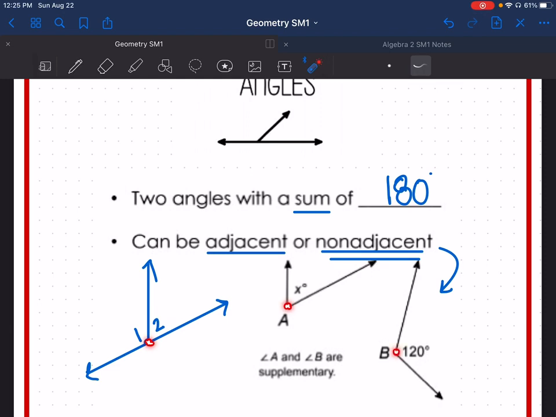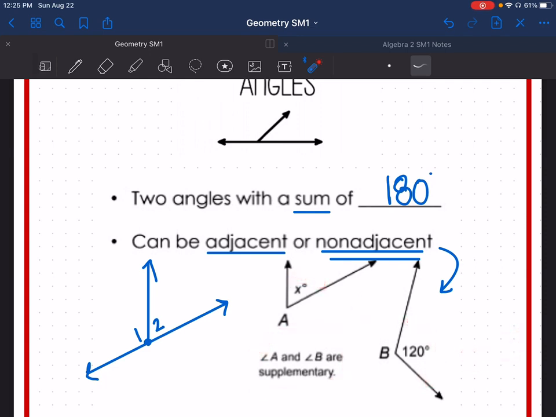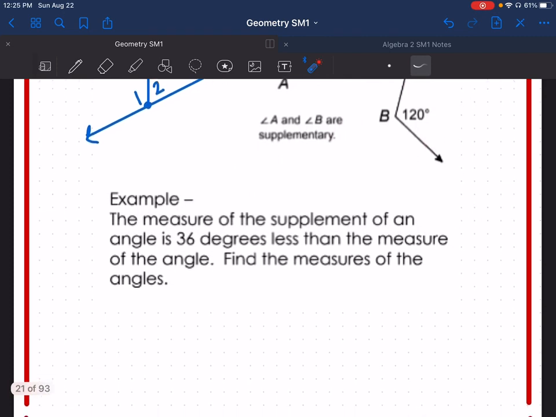Angle A and angle B do not share a vertex, and they do not share a common side. Neither one of them shares a common side. But it says right here that they are supplementary, so I know this angle plus this angle has to be 180 degrees. That's what that is telling me.